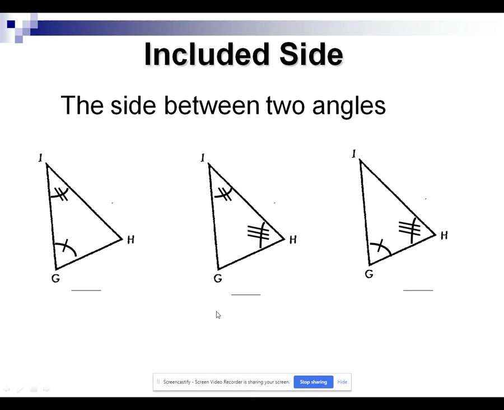So if we look at some of these, which side would have to be marked? If I have this angle and this angle, could I have this one marked and it be angle, side, angle? No, that wouldn't work because you'd go angle, side, and then you'd have to skip an angle and jump to this one. So it has to be the one between them. So it would have to be that one, GI. So which side would have to be marked over here to make it angle, side, angle? Well, it would have to be that one. And then over here, it would have to be that one.